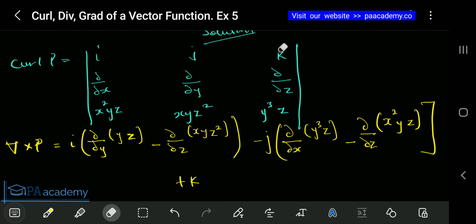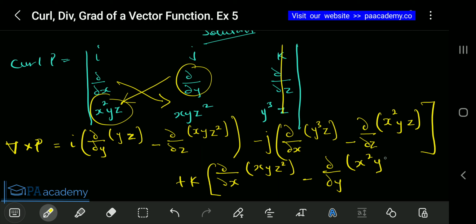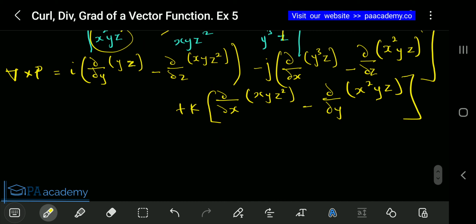So now that we are dealing with k, we are going to ignore everything here. So what we are multiplying now is the product of this minus the product of this. So let me do that. We are going to have the partial differential of d over dx multiplied by xyz square, minus the partial differential over y, which is this and this, multiplied by x square yz, and then you can close it. All right.